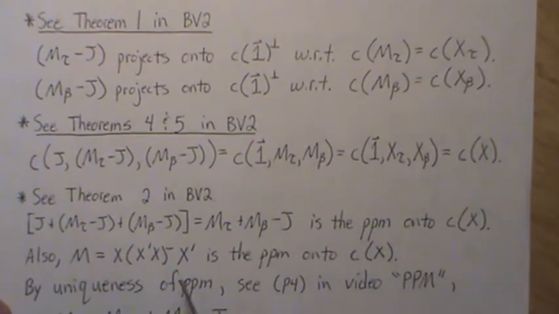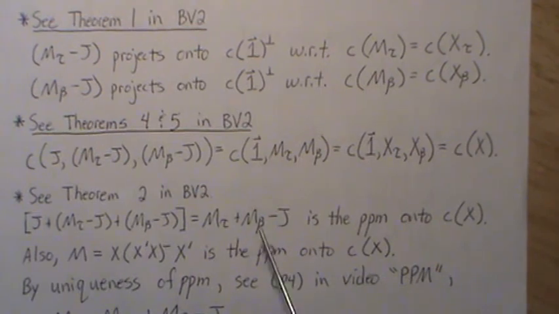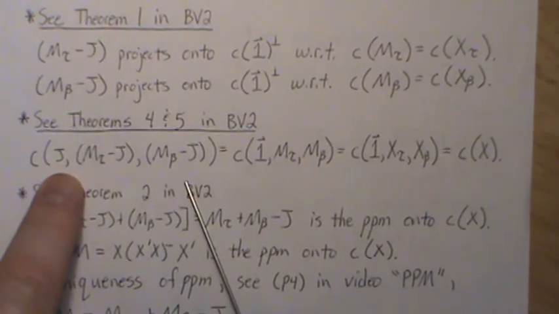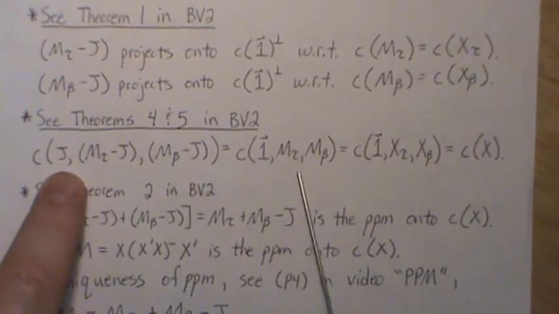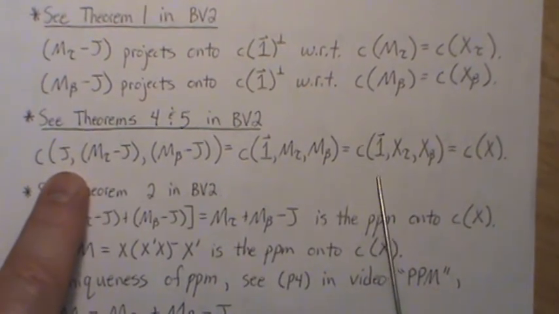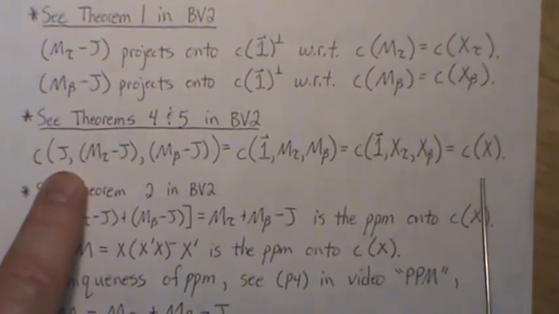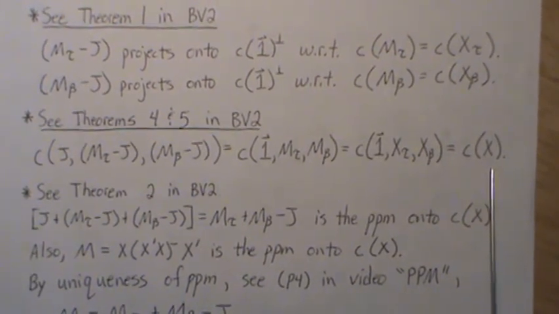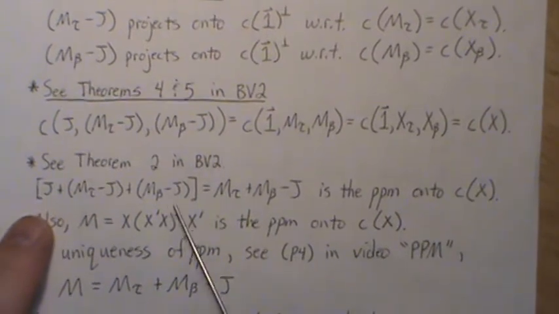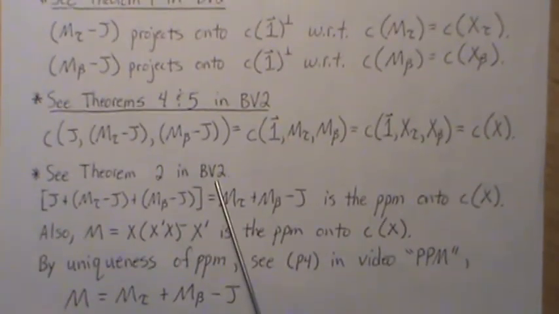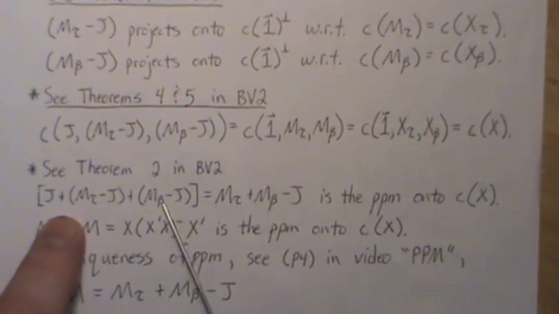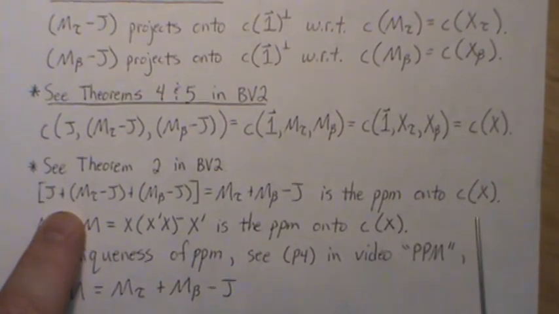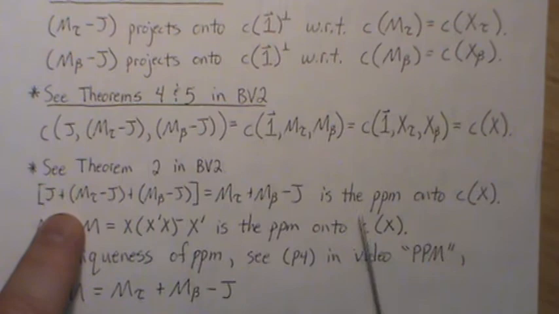See theorems 4 and 5 in BV2, that this column space is the same as this column space, which is the same as this column space, which is the column space of X. And the reason that becomes important, and I'm going to point you to theorem 2 in BV2, is that this ends up being the perpendicular projection matrix on the column space of X.